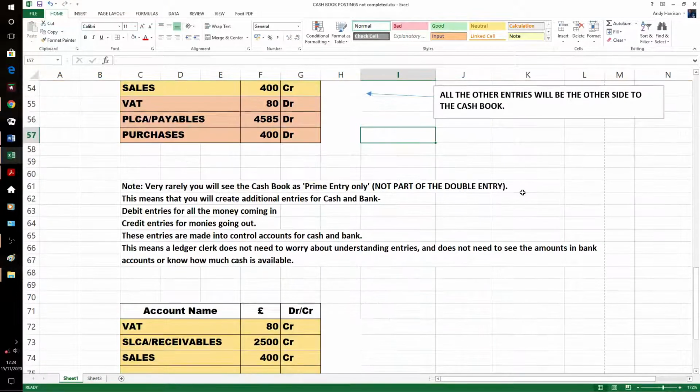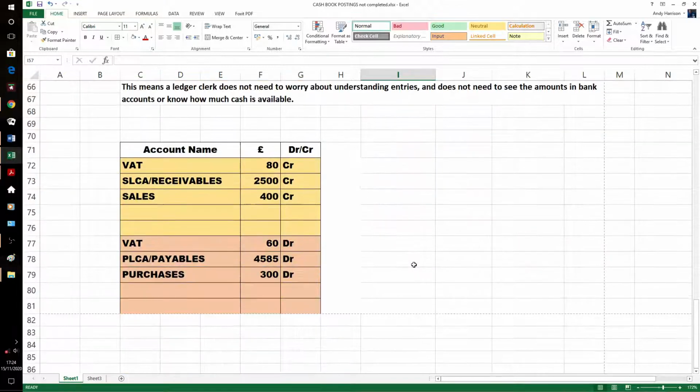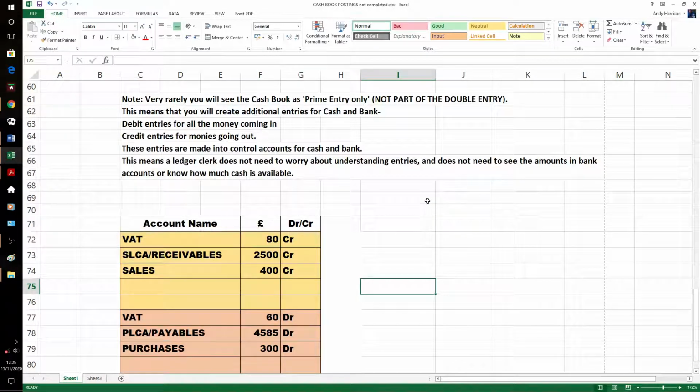So the rare question then, cash book as prime entry only, not part of the double entry. By and large, the entries are going to be the same. So those are the same entries as we've just done. It's just that we've got extra entries for the money coming in to cash and bank, and the money going out, cash and bank. What does this do?